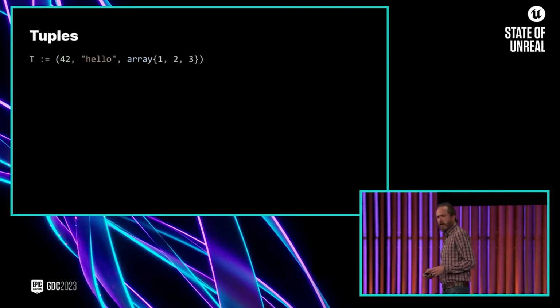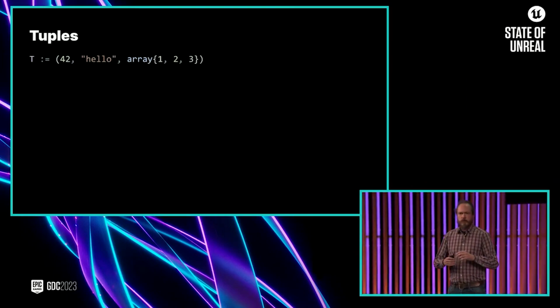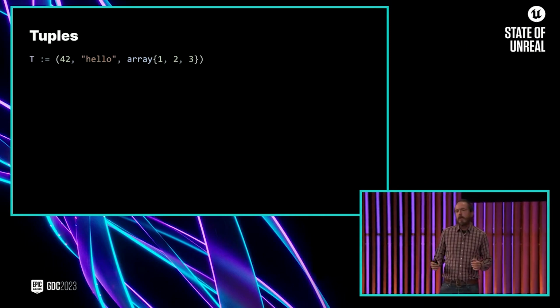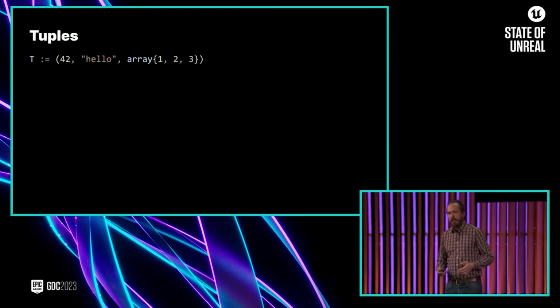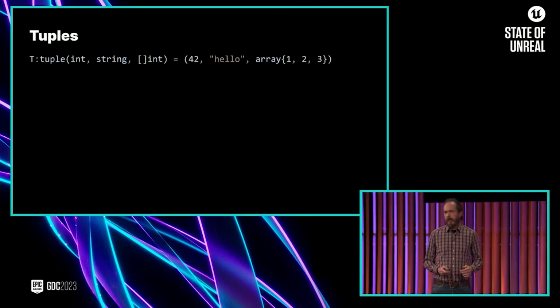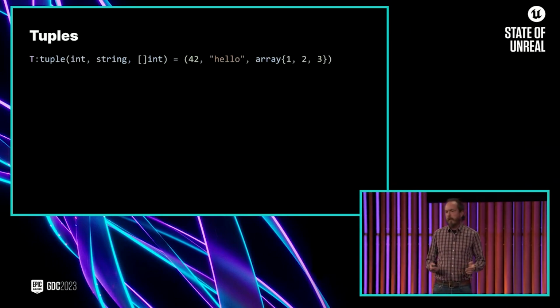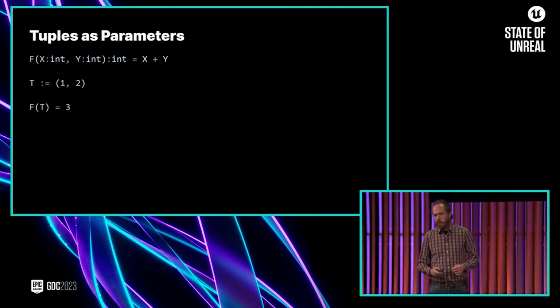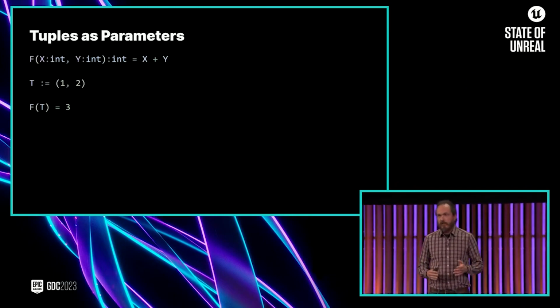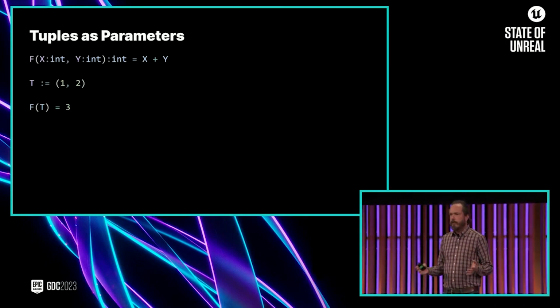Now let's talk about another feature, which is tuples. Tuples are like a very lightweight way of just taking a bunch of values and passing them around together. Here I've created a tuple that has an integer, a string, and an array. I can also give this thing a type if I want. So that's what that would look like if I spelled out the type. Tuples are mostly used as function parameters. That's the main way that you'll encounter them.